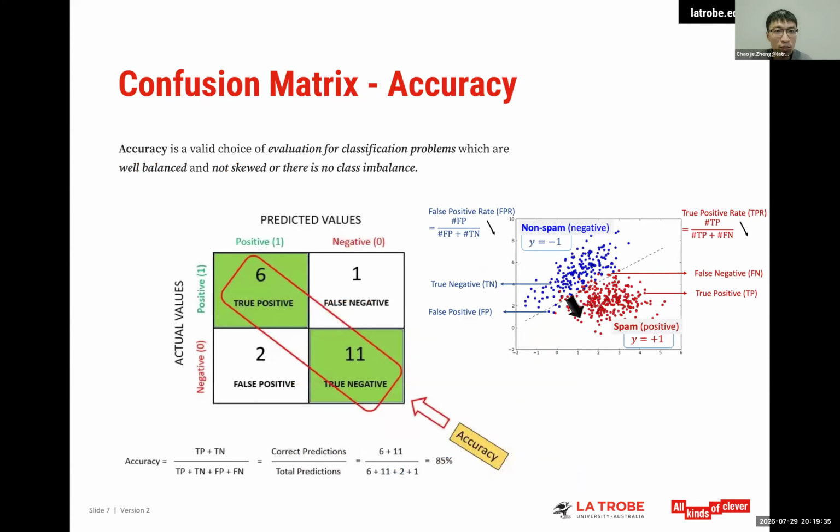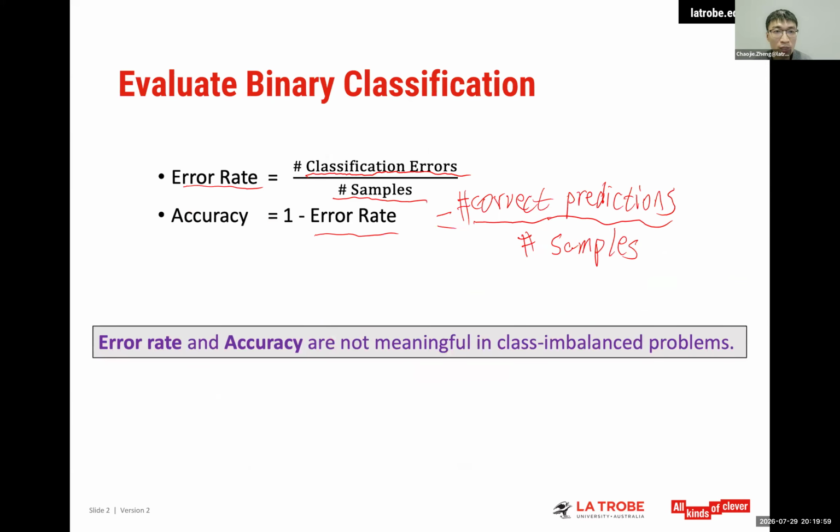Okay. Let's see how we can calculate the accuracy based on this confusion matrix. Accuracy is a valid choice for evaluating classification problems which are well balanced and not skewed, or there is no class imbalance. As we have seen in the first slide, the accuracy can be calculated as the correct predictions divided by the total number of samples.